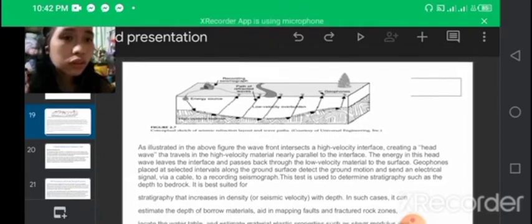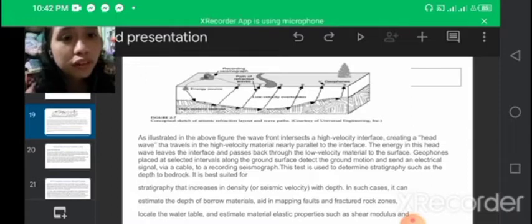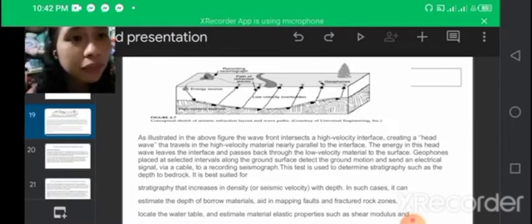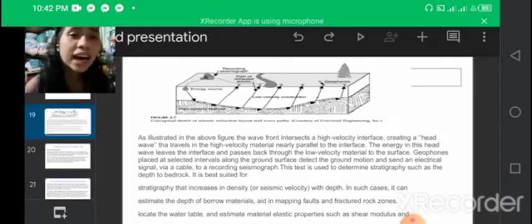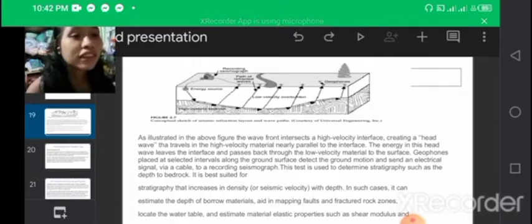This is the model or a conceptual sketch of seismic refraction layout and wave path. As illustrated in the above figure, the wave front intersects a high velocity interface, creating a head wave that travels in the high velocity material nearly parallel to the interface. The energy in this head wave leaves the interface and passes back through the low velocity materials to the surface.